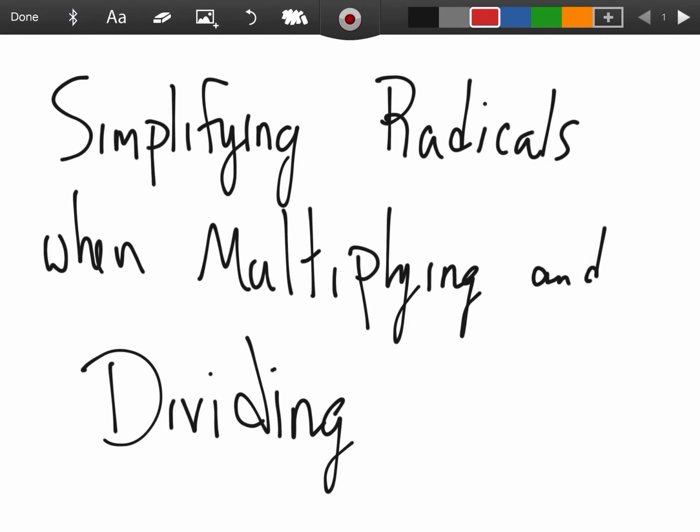Alright, in this video we are going to be simplifying radicals when we are multiplying and dividing. So this is now taking that last video just a step further, where we just had one single radical and we were trying to simplify that. Here we've got multiple radicals possibly and we're either multiplying or dividing, and we're going to see what we can do to simplify those.